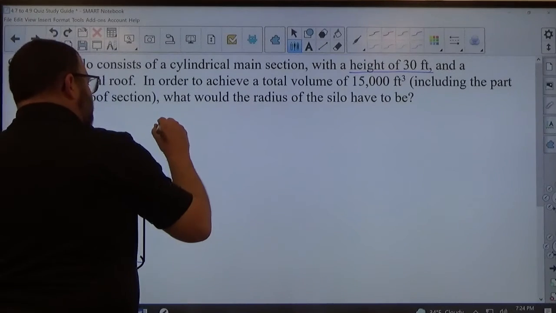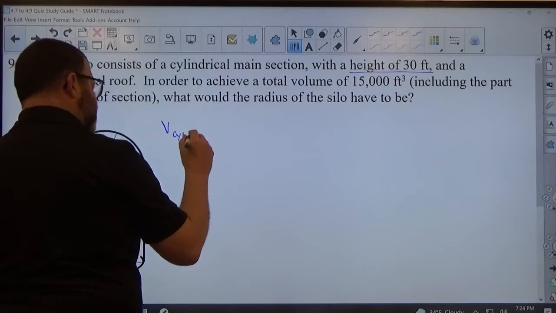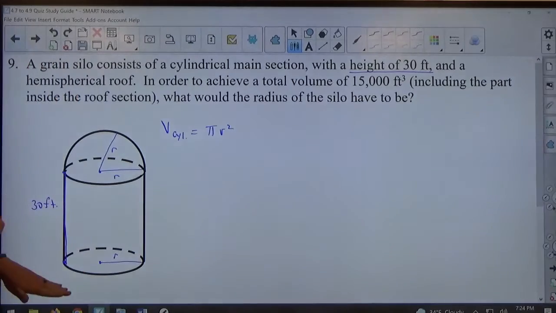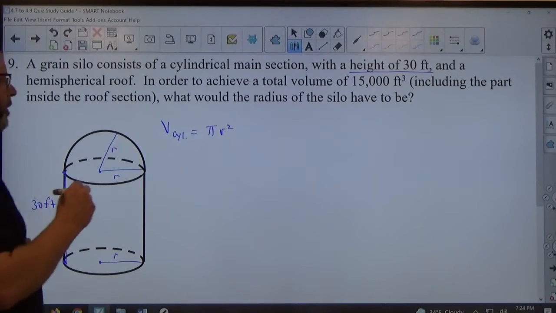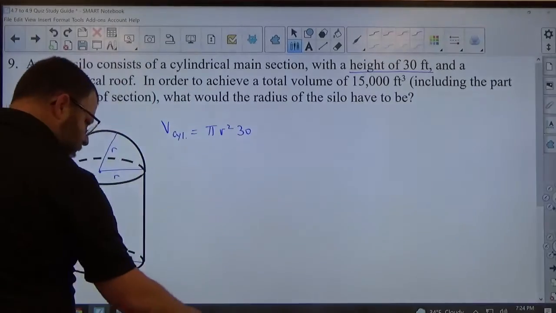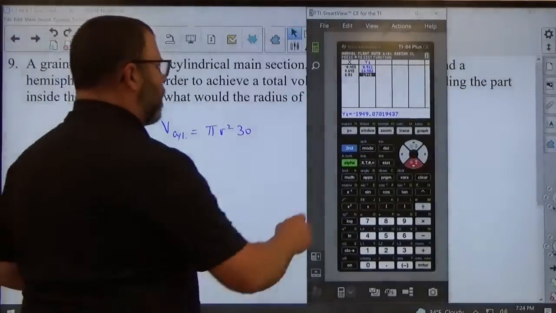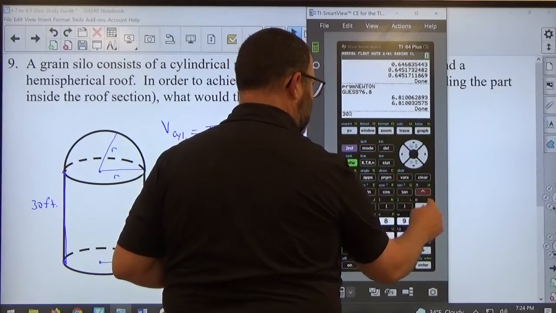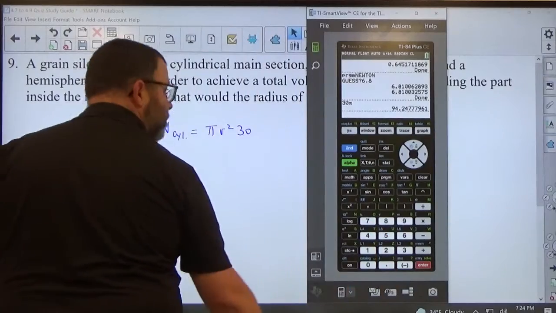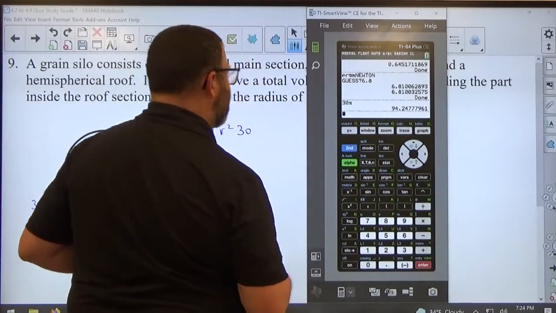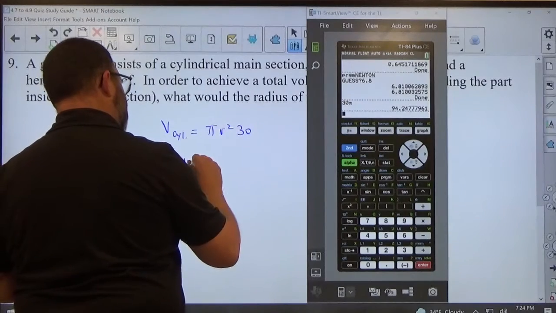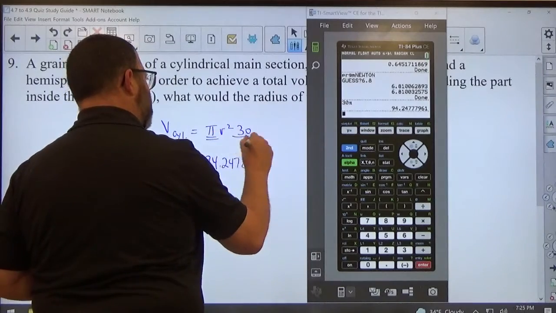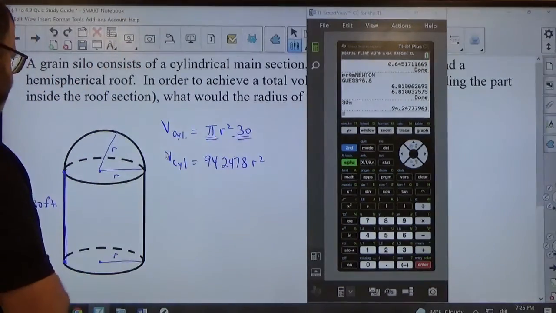So the volume of the cylinder is the area of the circular base, which in this case is going to be pi r squared. That's the best we can do, times the height, which is 30 feet. As with the previous problems we dealt with today, I'm going to use a calculator to approximate pi. So if I go 30 pi, I go 4 decimal places in my approximations, I end up with 94.2478 r squared. So 30 pi is the numerical part, r squared is just attached to it.